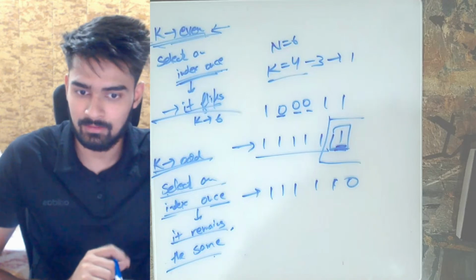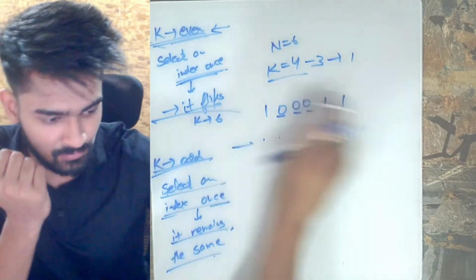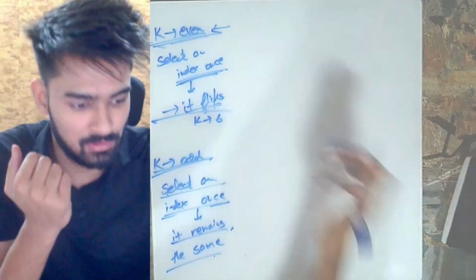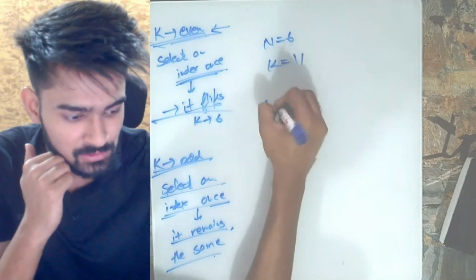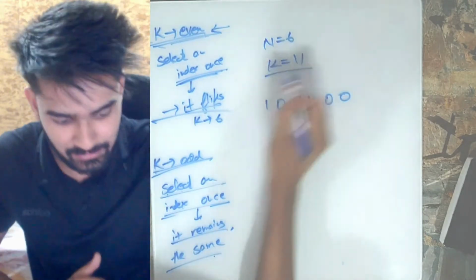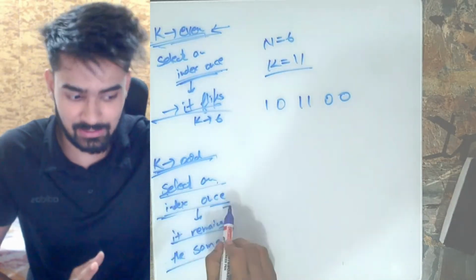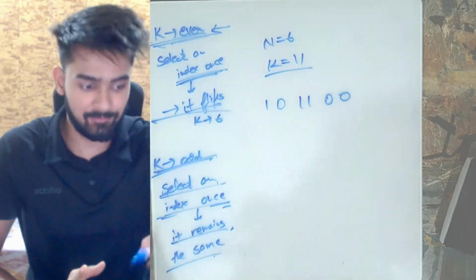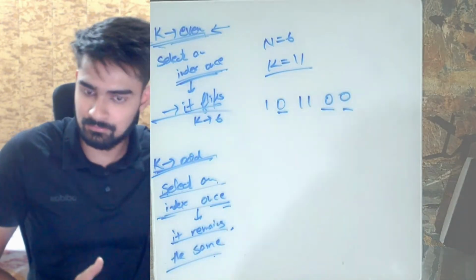Should I explain this for odd again? Okay, I'll do it for odd also. If my n is equal to 6, my k is equal to 11, and my string is 1 0 1 1 0 0. I know my k is odd. So I know if I select an index once, it will remain the same. But if I don't select an index at all, it will flip.